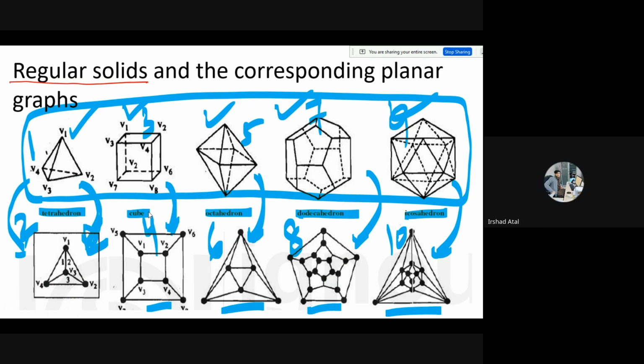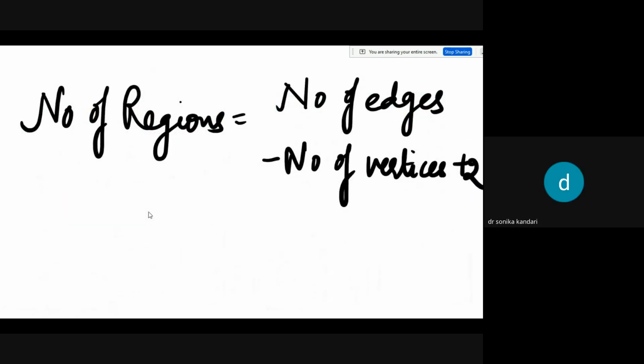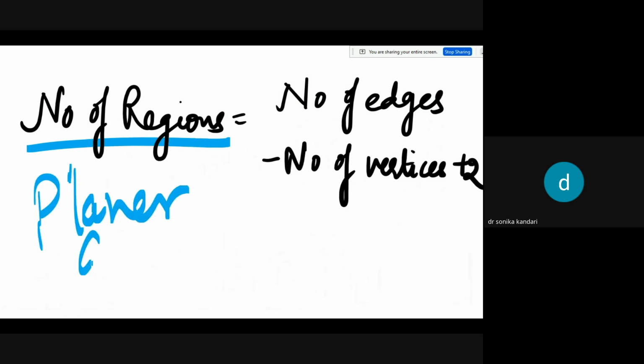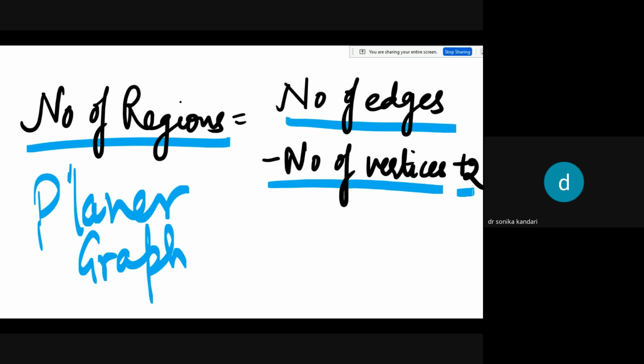So the number of regions in a planar graph is equal to number of edges minus number of vertices plus 2. This is a formula to find the number of regions of a planar graph. So the number of regions of a planar graph is its number of edges minus number of vertices plus 2. Is it clear?